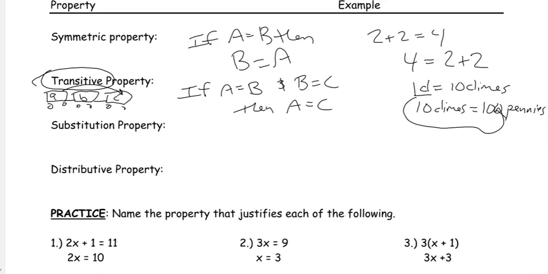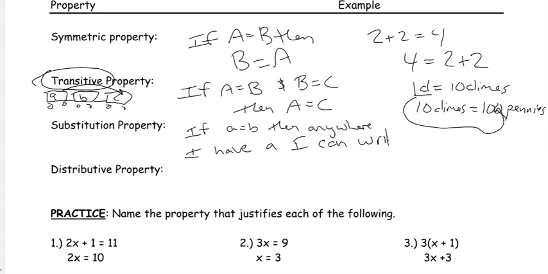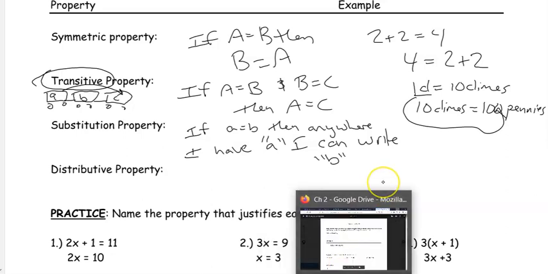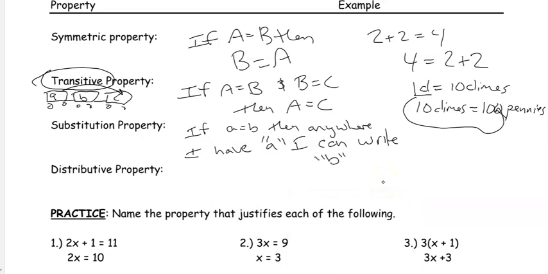Substitution just says if A equals B, then anywhere I have A, I can write B. For example, if $1 equals 4 quarters, I can walk over to your desk, take away $1, put 4 quarters, and you cannot get me arrested for stealing. Okay? Might be annoying, but I didn't steal any value.